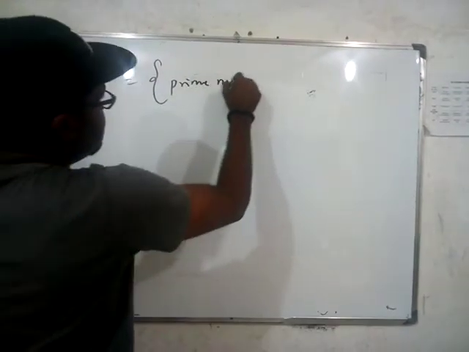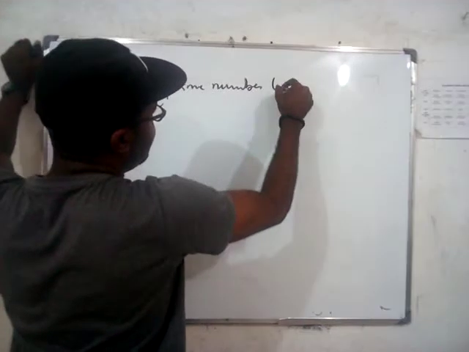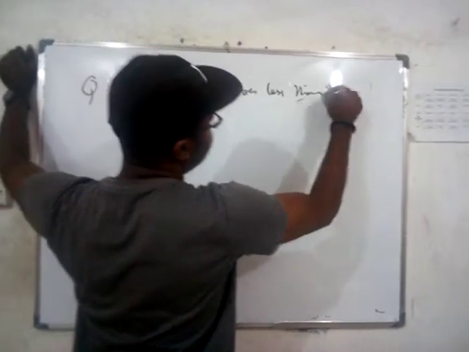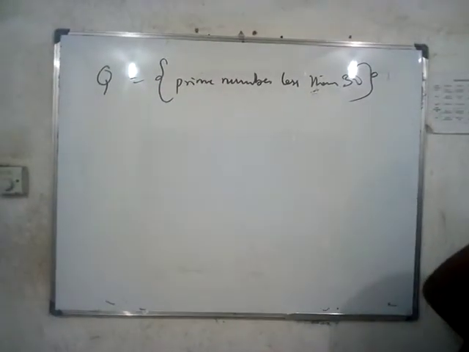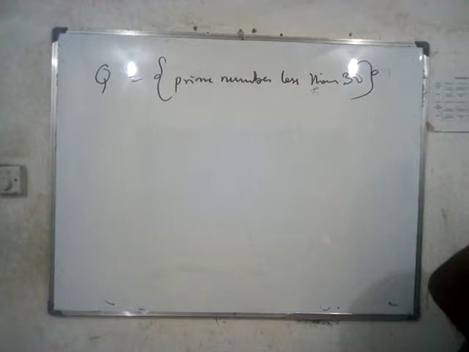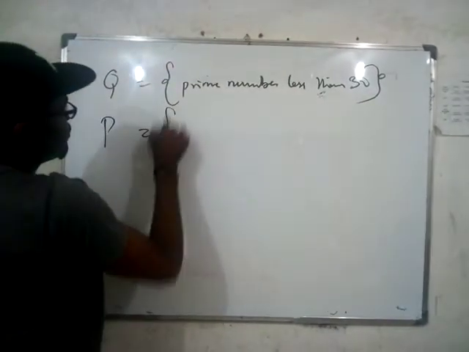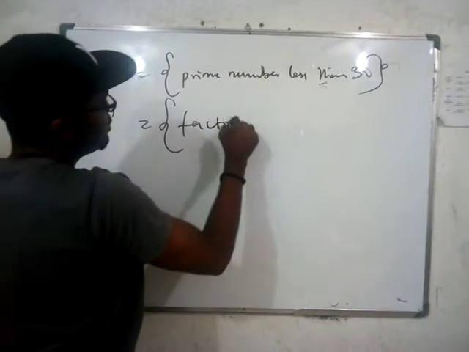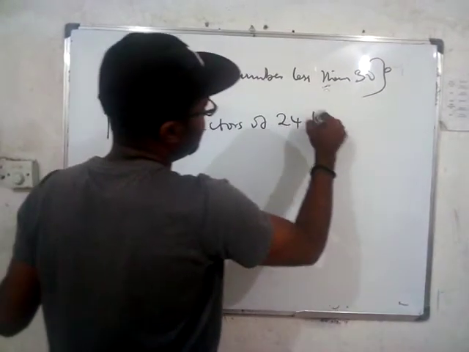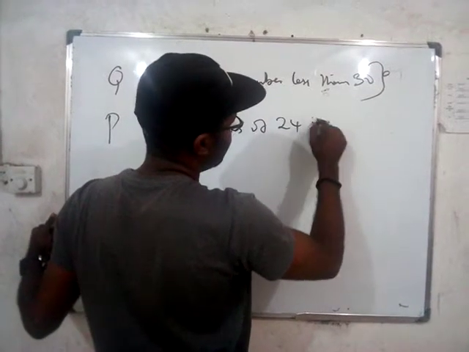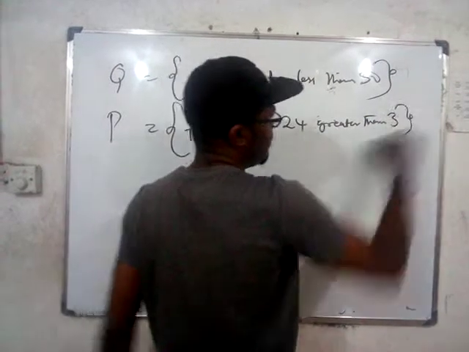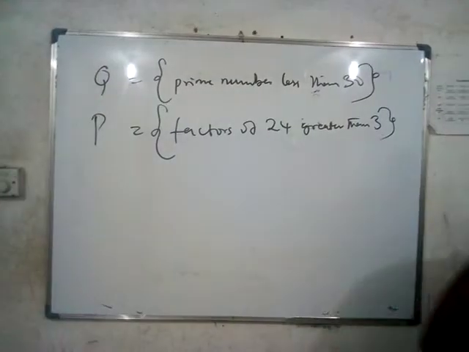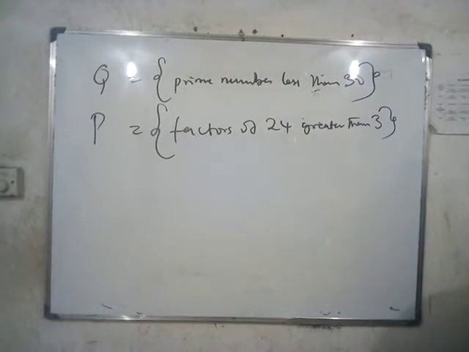Prime numbers less than 30. That's assignment number 1. Number 2, factors of 24 greater than 3. List me the factors of 24 greater than 3. So list it explicitly.